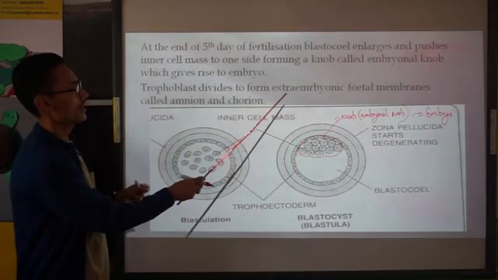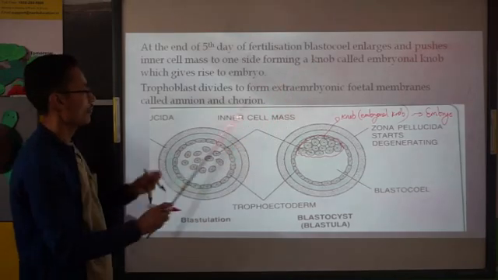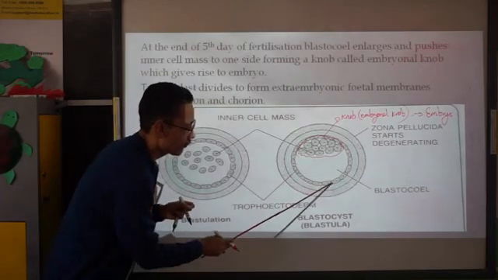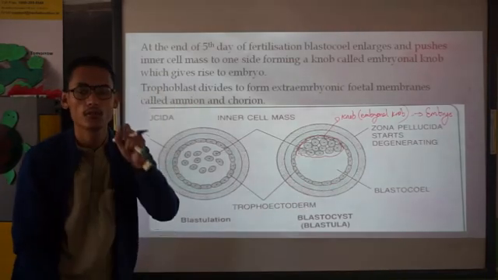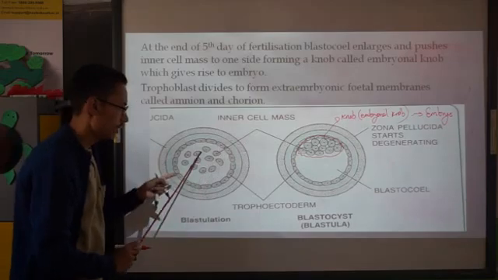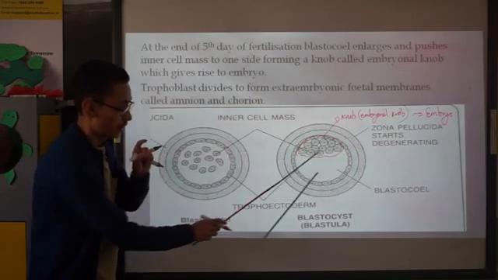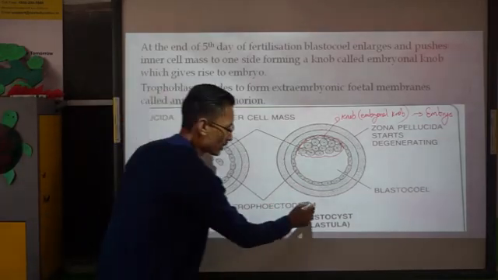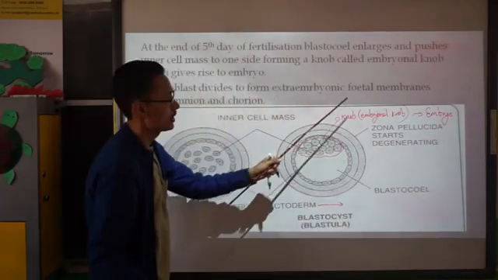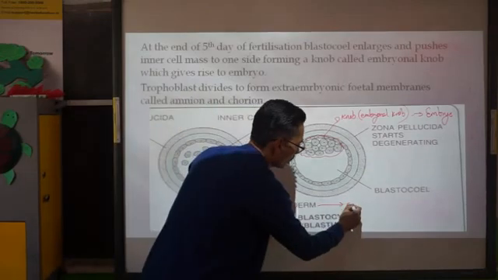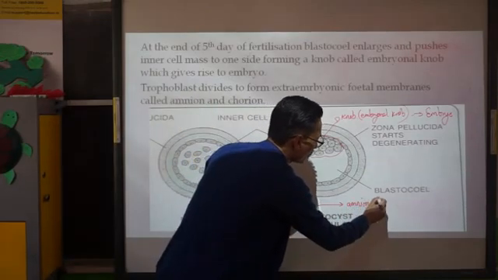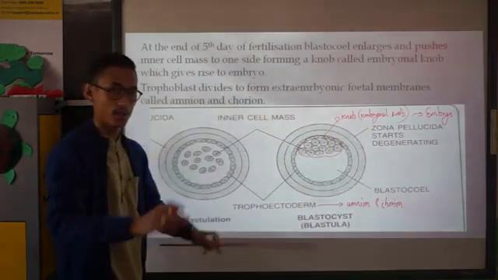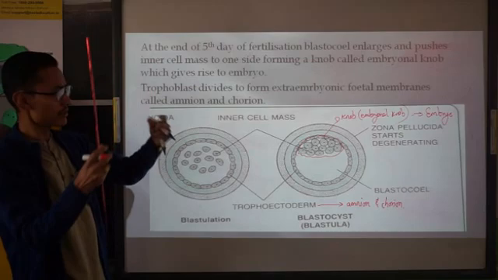Second one, the trophoblast divides to form the extra-embryonic fetal membranes, amnion and chorion. That means the trophoblast is not involved in the formation of the embryo. The inner cell mass is involved in the formation of the embryo, and this trophoectoderm or trophoblast will form the fetal membranes called the amnion and chorion. Clear?